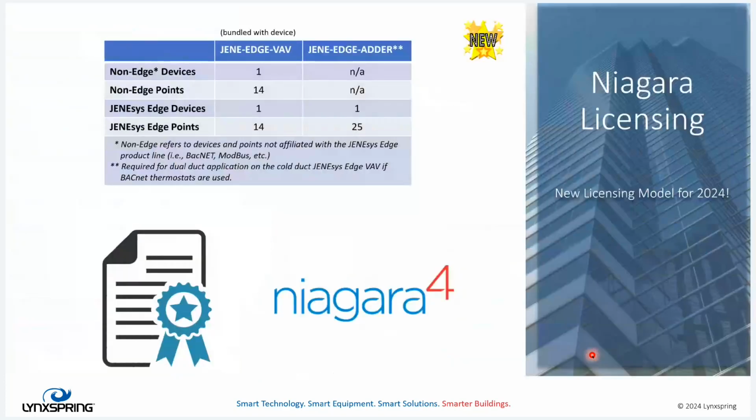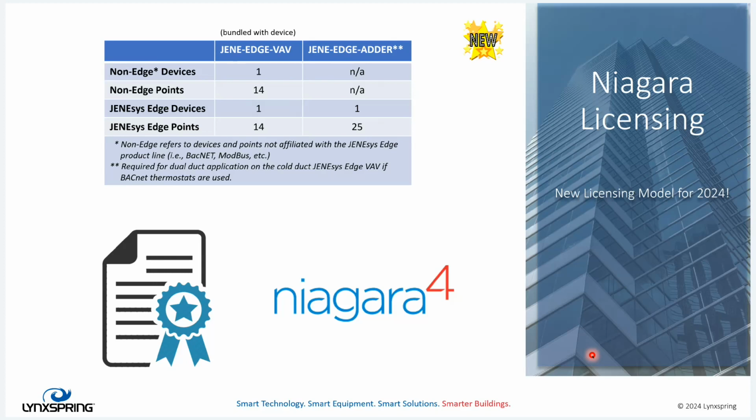Okay, we have a new licensing model. This is for everyone, and it just went active. For the Edge VAVs, when new ones are purchased and shipped, they will ship with a base license that allows for one non-edge device, and that non-edge device refers to like a BACnet or a Modbus device. Also, 14 of those non-edge points, one edge device, one which is taken up by the controller itself, and 14 edge points. So that would be in the form of additional inputs and outputs.